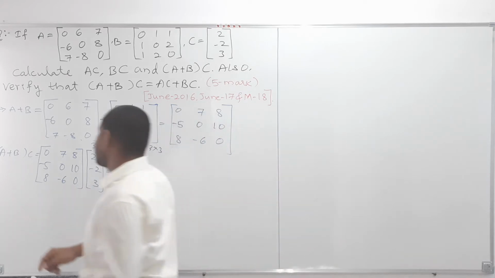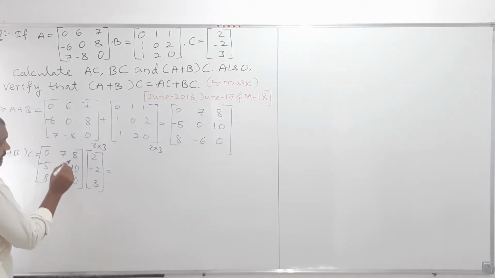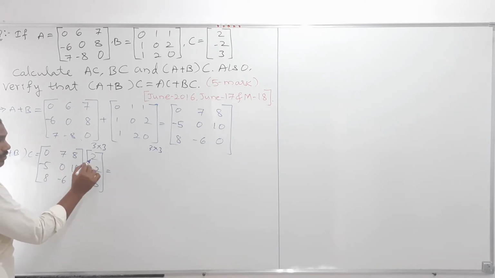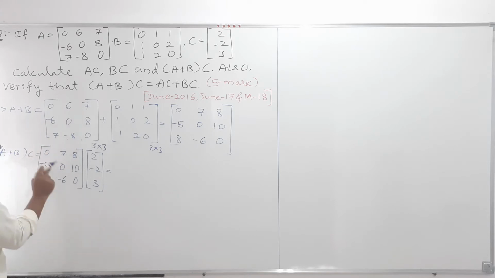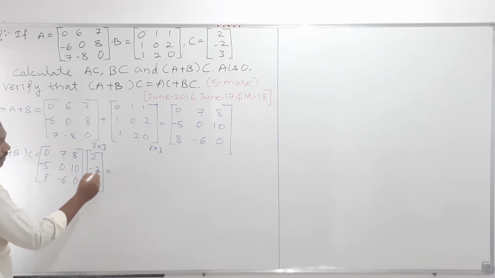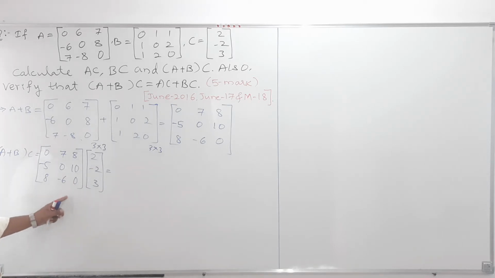Here, how many columns are there? 1, 2, 3. 3 columns are there. And here how many rows are there? 1, 2, 3 rows are there. So the number of columns in this matrix is equal to the number of rows, then multiplication is possible. Multiplication is done row by column, as we already discussed, my dear students.